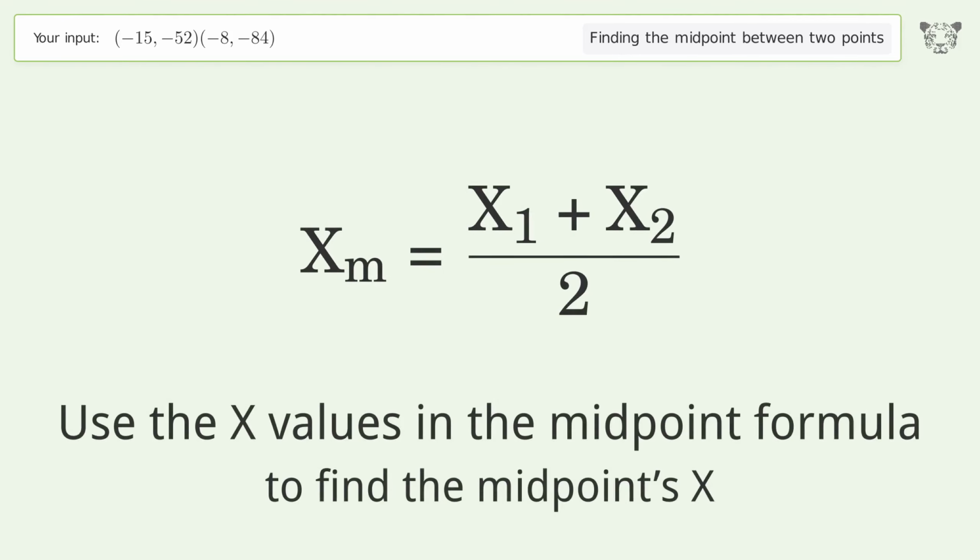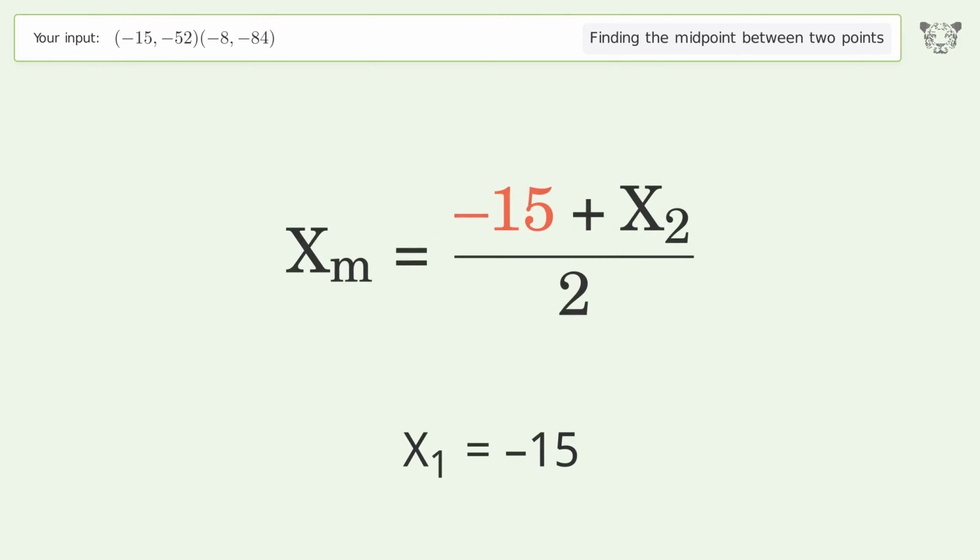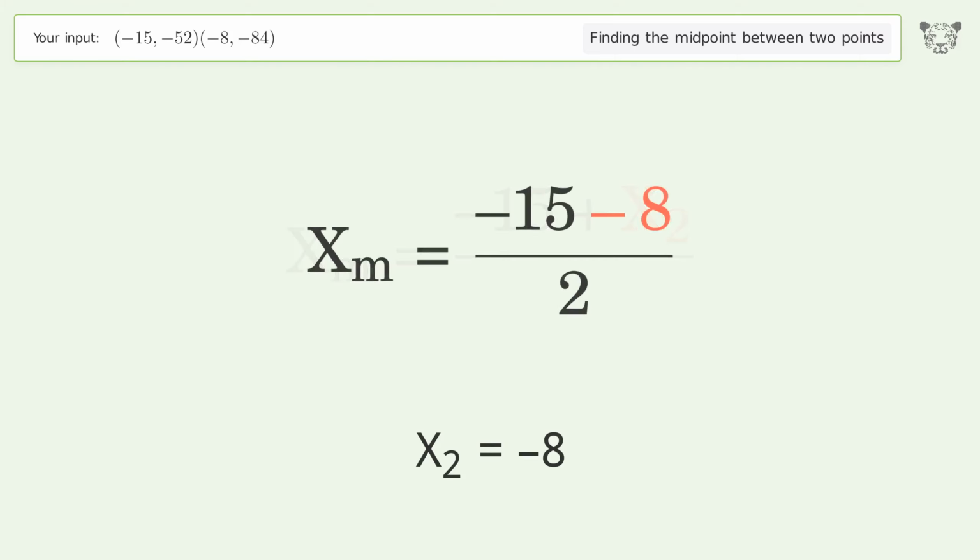Use the x values in the midpoint formula to find the midpoint's x. x1 equals negative 15. x2 equals negative 8. Simplify the arithmetic.